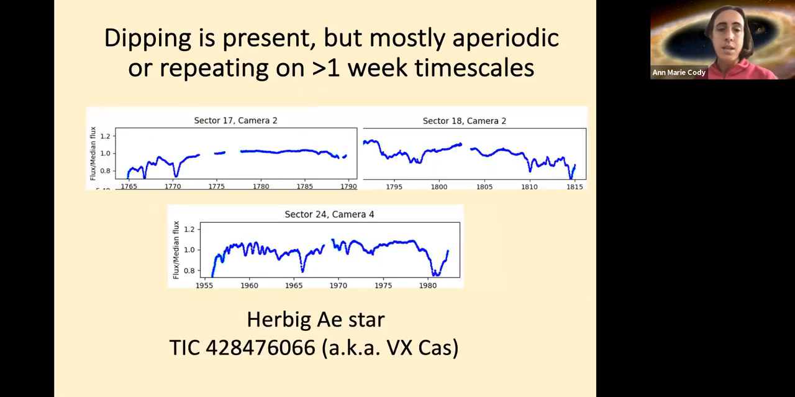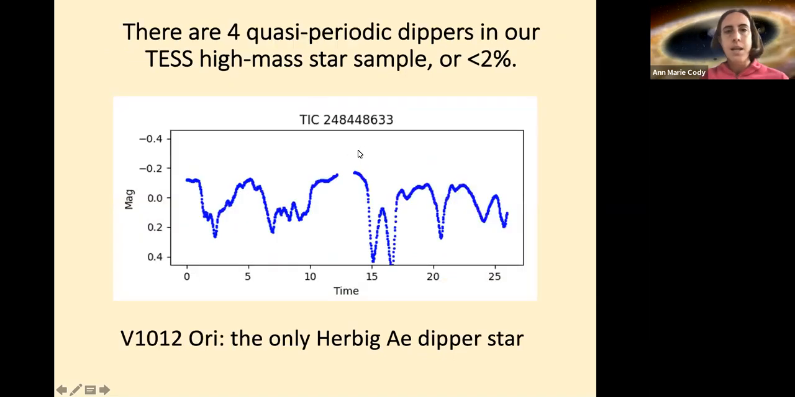We do see dipping behavior or fading events on longer time scales, but it's mostly aperiodic, or perhaps it repeats on greater than 1 week or 1 month time scales. Here's an example of a Herbig star, VX Cas, where you can see fading events, but they don't necessarily phase up at a particular period. So as I mentioned, there are only a small handful of quasi-periodic dippers. And this is the one special case of V1012 Ori.